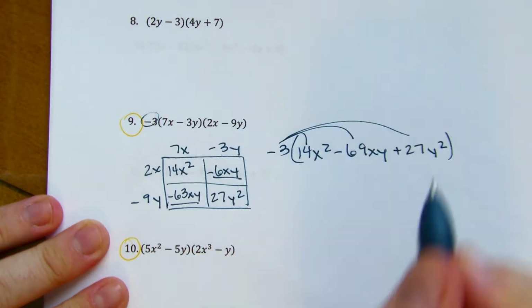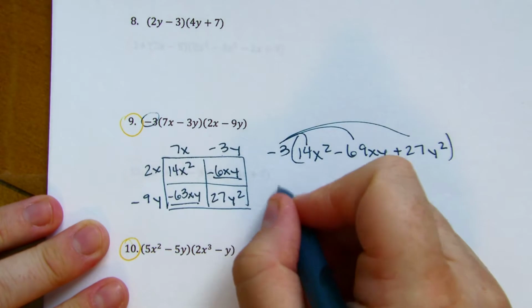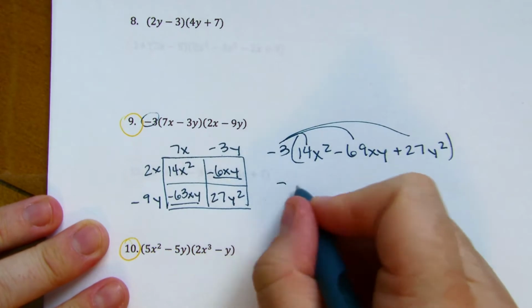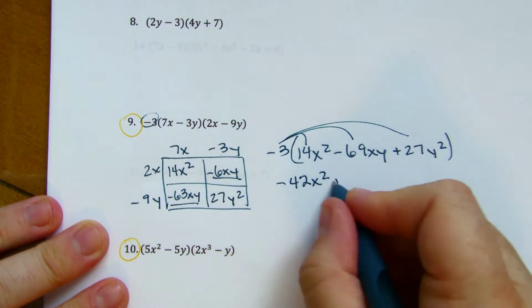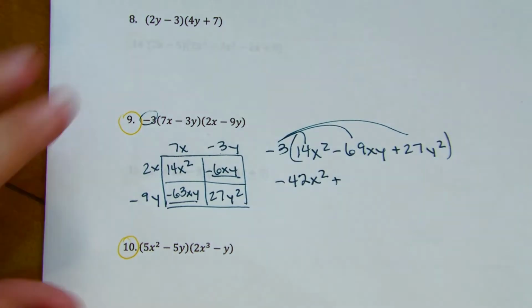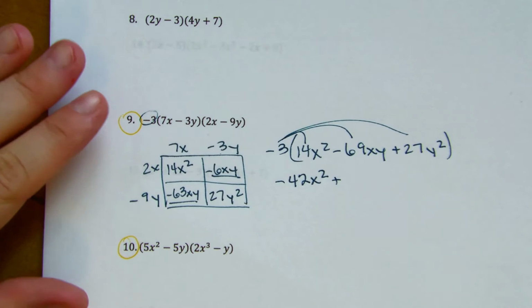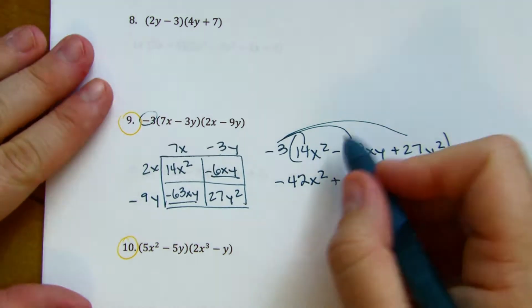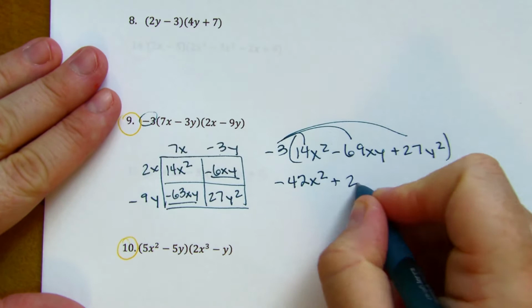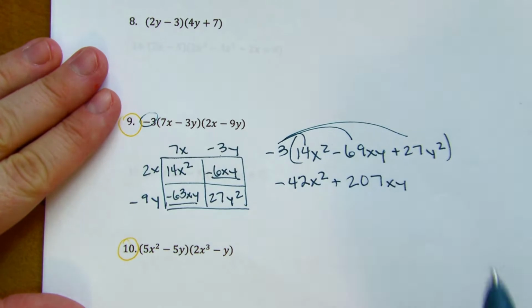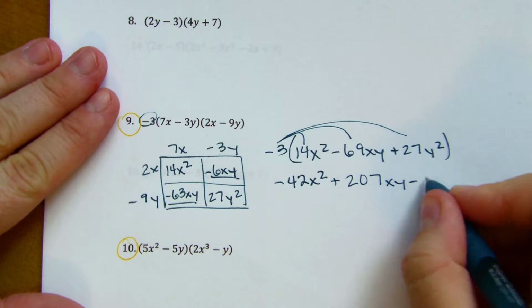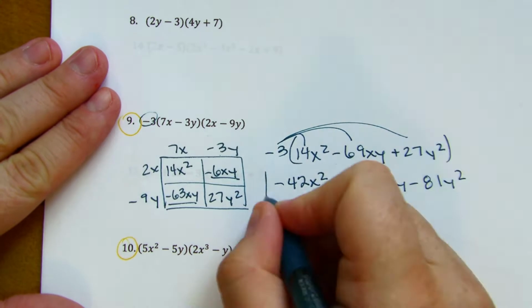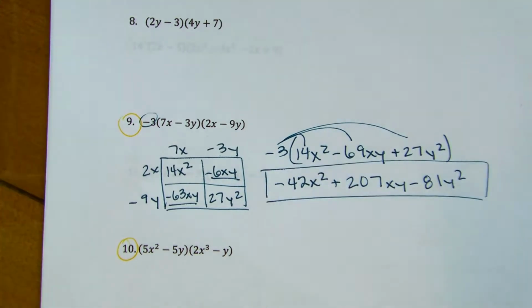So I can go ahead and distribute that, and 3 times 14 is 42, so negative 42x squared, and then positive, and let's see, 3 times 69 is 207xy, and then negative 3 times 27 is negative 81y squared. And that's our answer.